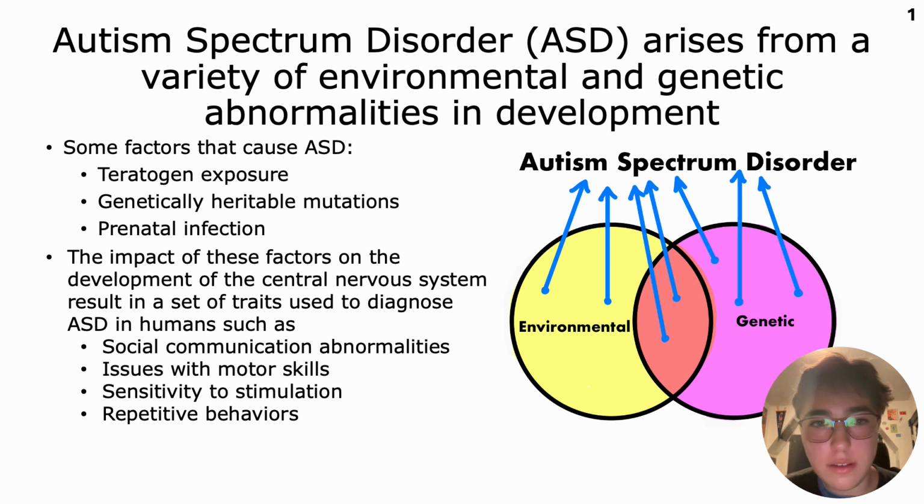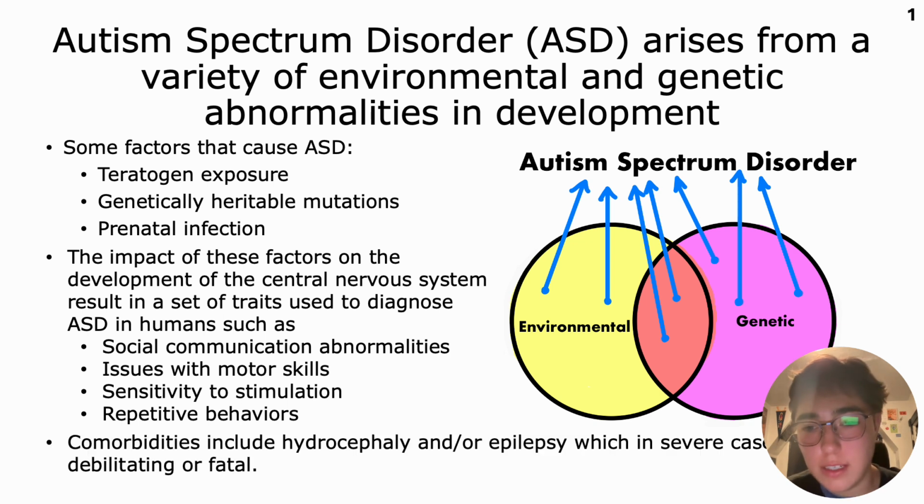Some of the traits used to diagnose ASD are pretty various, and there's lots of debate going on about how ASD is diagnosed right now, but I chose some of the most basic ones, which are social communication abnormalities, issues with motor skills, sensitivity to stimulation, and repetitive behaviors.